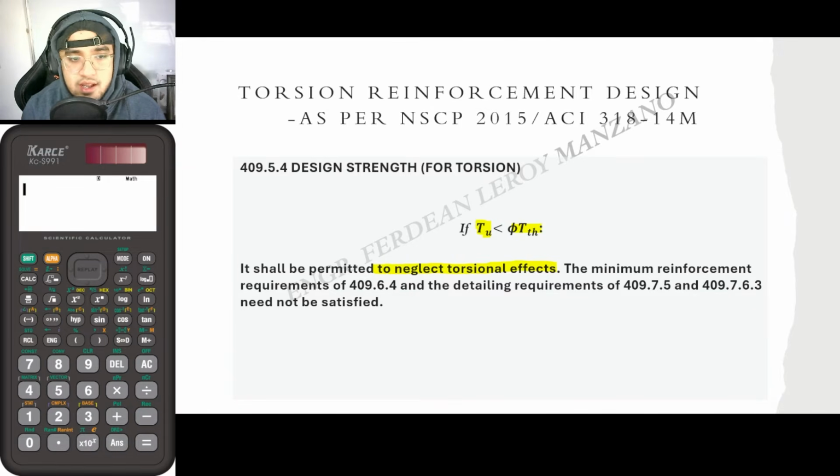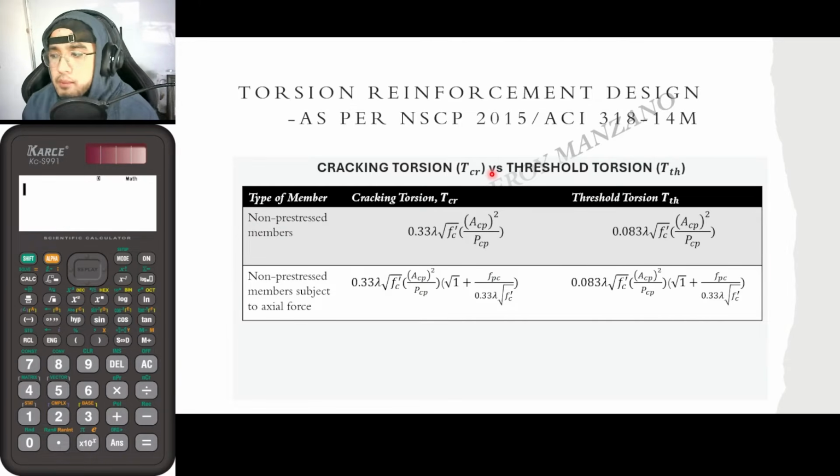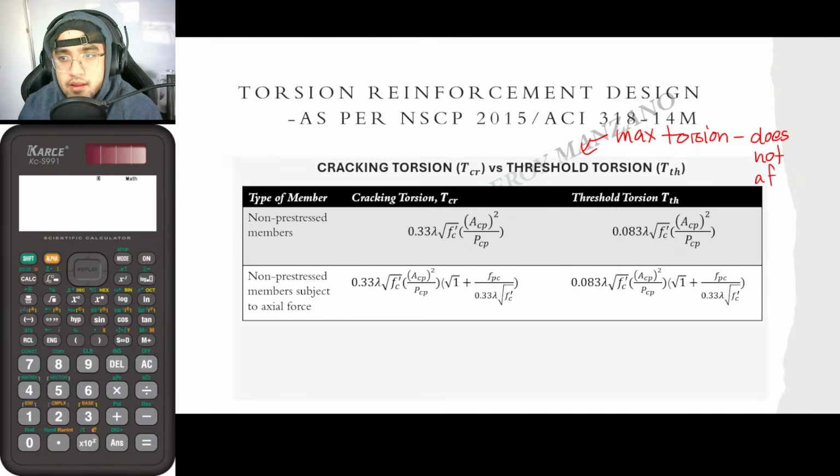But what is Tth in the first place? So when we say Tth, guys, I would be introducing to you two concepts such as cracking torsion and threshold torsion. Okay, so for threshold torsion, what does this mean? So when we say threshold torsion, this is actually referred to or defined as the maximum torsion that does not affect the member strength.